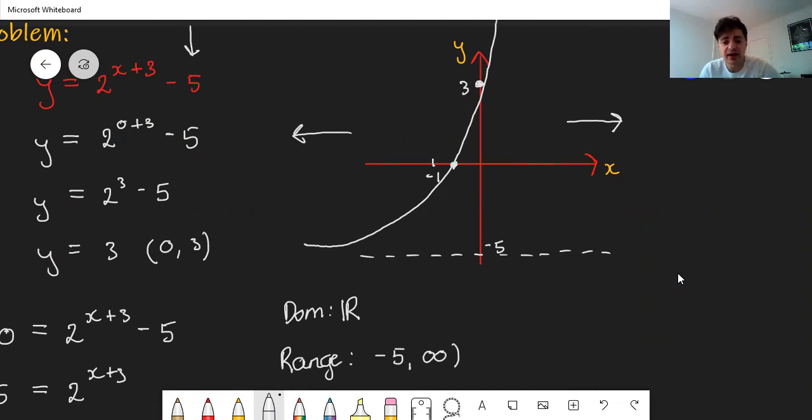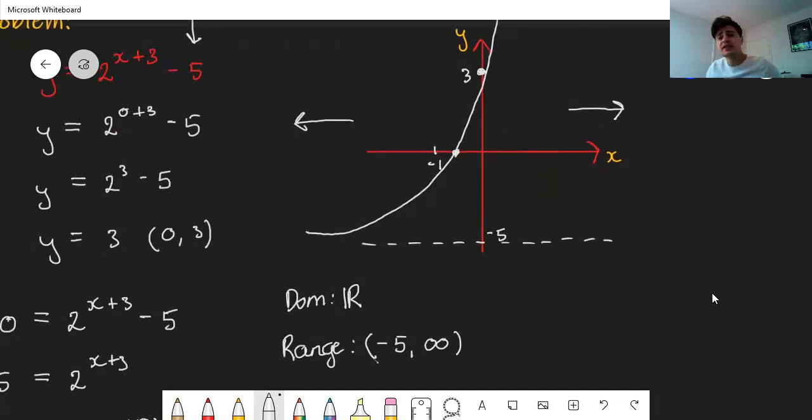To indicate that it never touches -5, we are going to use a curved bracket. And that tells us that it comes all the way to -4.9999999, right up to that -5 without ever touching it. So we use a round bracket to signify that.